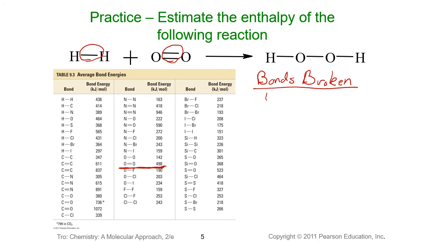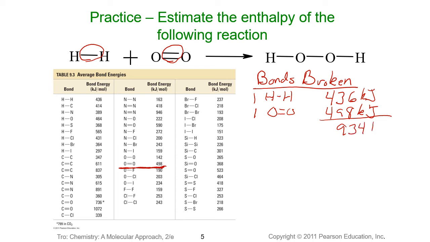So we're breaking a hydrogen-hydrogen single bond. One hydrogen-hydrogen is 436 kilojoules for 1 mole. And we're breaking an oxygen double bond, which is 498 kilojoules. So that gives us a total of 934 kilojoules to break the bonds.